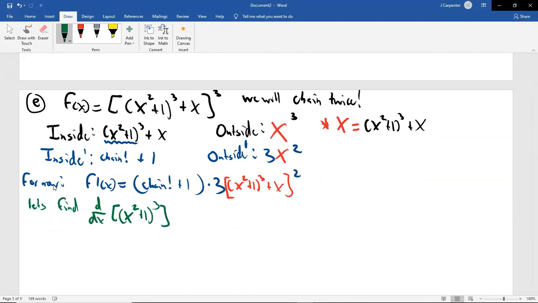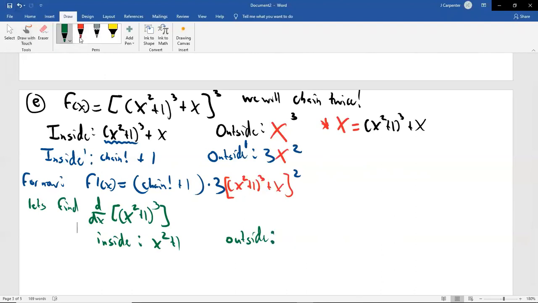So for this one, we're going to call the inside the x squared plus 1, and its outside would be the inside cubed. If you don't like using x to represent that, you could also write the word "in" cubed, and then in the final thing, instead of writing "in," write what the inside is. And by "in," I mean the word in, not the letter n.